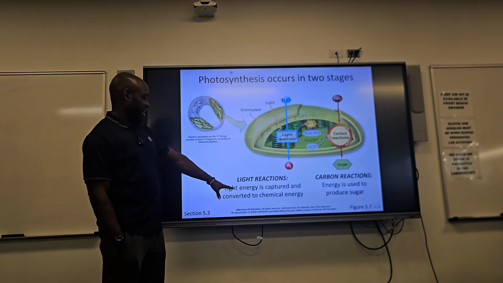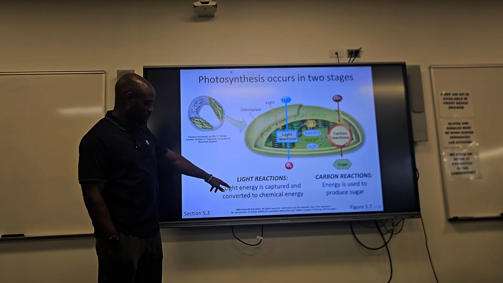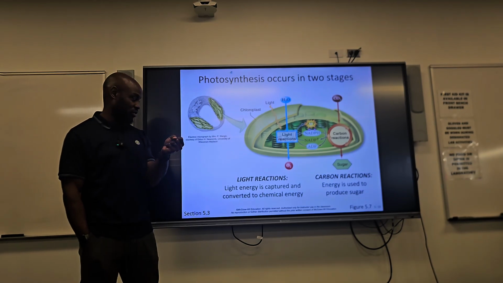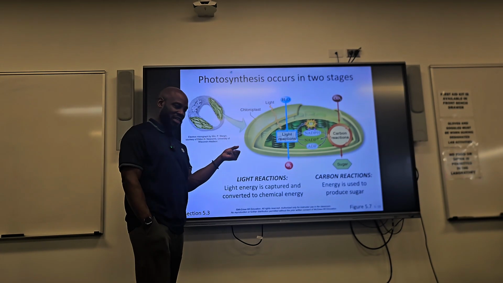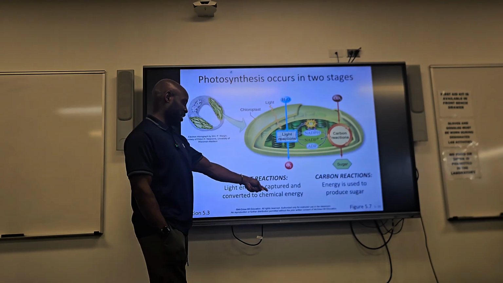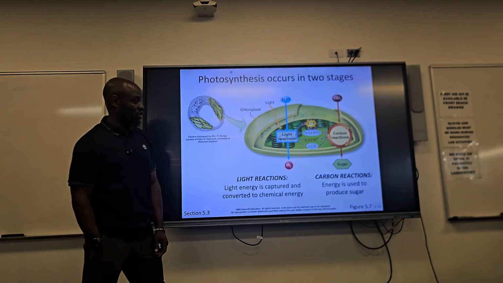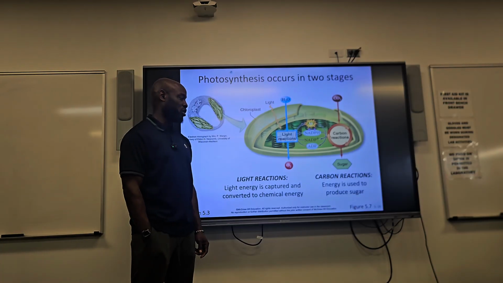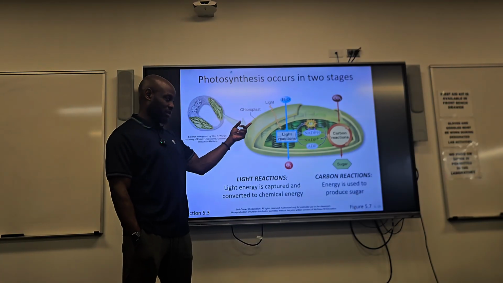All right, so we have light reactions. Light energy is captured, so we want to capture that light energy, remember that kinetic energy from the sun, and convert that to chemical energy. And then we also have carbon reactions. Energy is used to produce sugar. We have to make glucose.